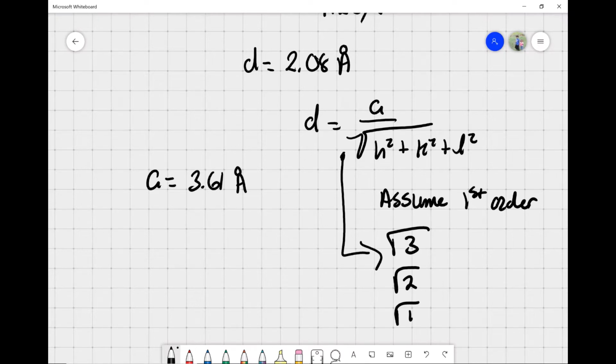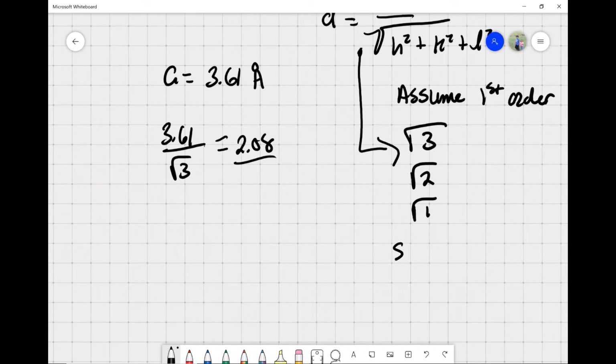And so D is 2.08. So A is 3.61 angstroms. We know that. And so 3.61 divided by the square root of 3 should equal 2.08 if we're right. If it doesn't equal 2.08, we'll move on to our next spacing. And so 3.61 divided by square root of 3, I got 2.08. So we know now that we're looking at a 111 family of planes by solving it that way.